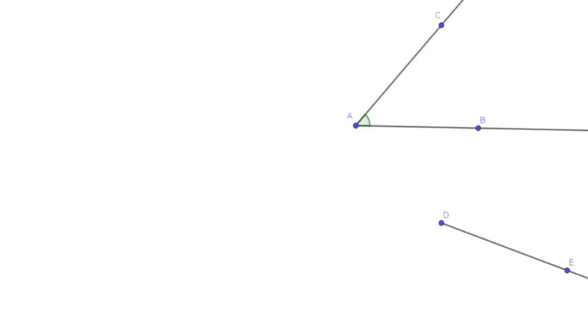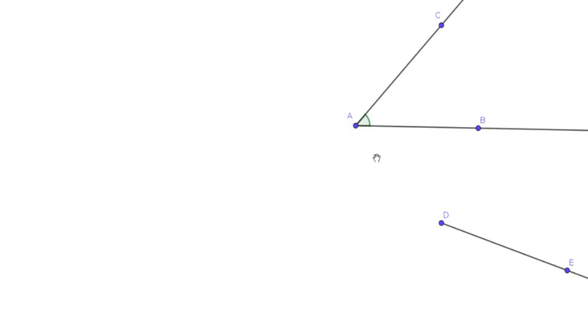So in this video, we'll go through the proof that our angle duplication method actually does work. So here's the setup. Suppose that we have an angle, and that angle is given by the ray AB as a side and the ray AC as a side.